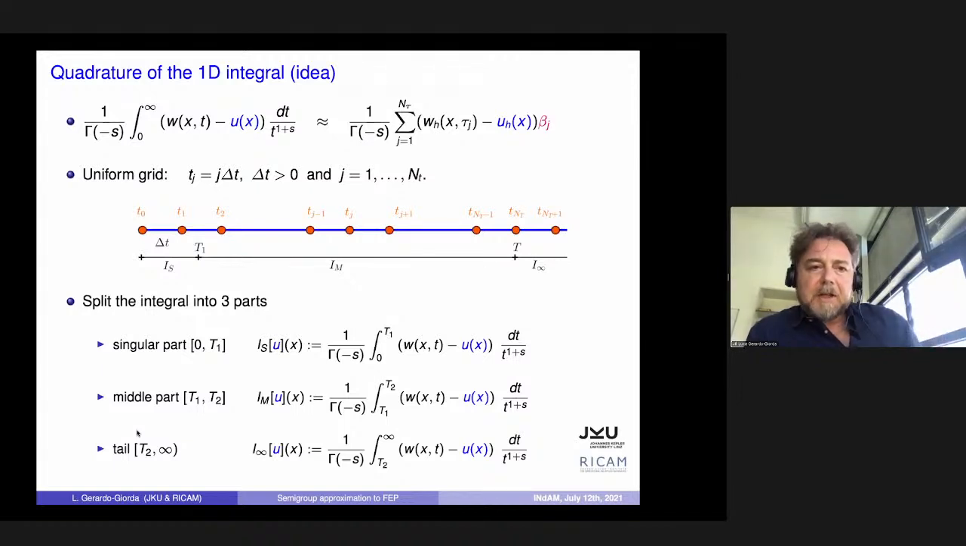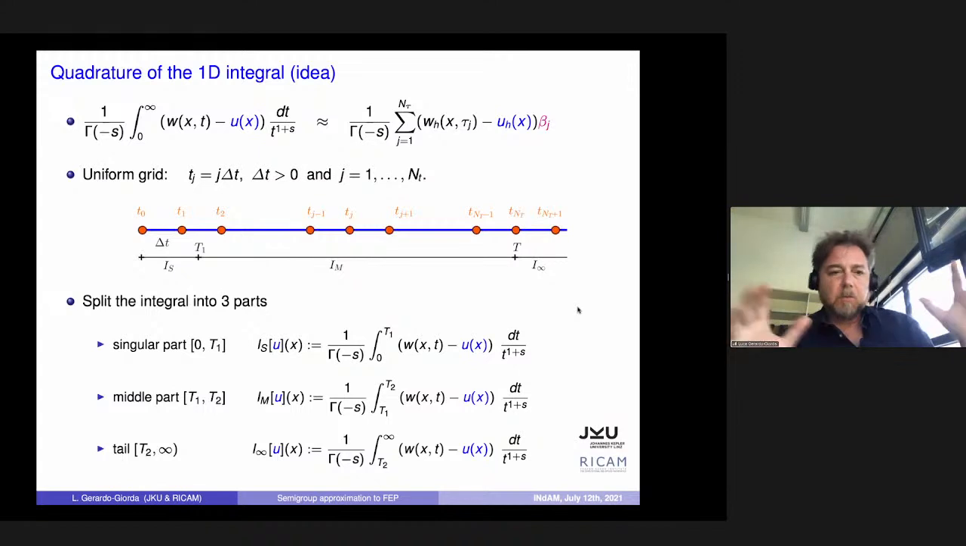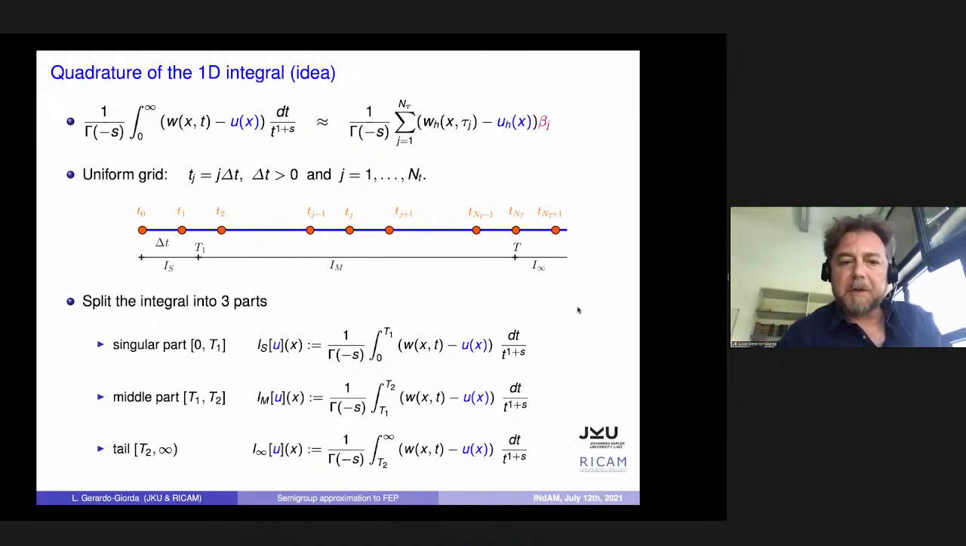So we consider a uniform grid for the integration in time, and we split the integral into three parts. The first is the singular part, because we are integrating a function where we get a power of t higher than 1, so we have a singularity next to the origin. Then a middle part where much of the action is happening, and then a tail.